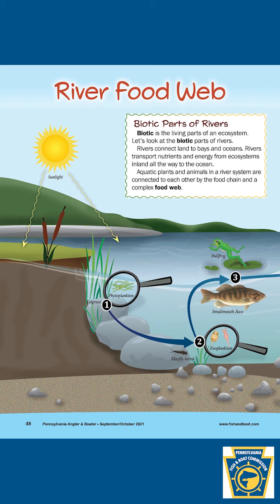River food web. Biotic parts of rivers. Biotic is the living parts of an ecosystem. Let's look at the biotic parts of rivers. Rivers connect land to bays and oceans. Rivers transport nutrients and energy from ecosystems inland all the way to the ocean. Aquatic plants and animals in a river system are connected to each other by the food chain and a complex food web.